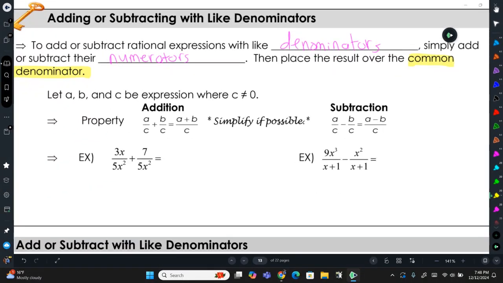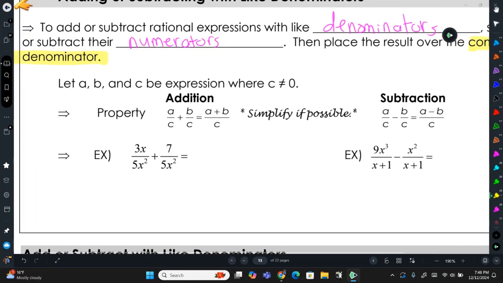For example, if we have 3x over 5x squared plus 7 over 5x squared, the denominators are the same. So we add the numerators, 3x plus 7, over that common denominator. We do not say that's 10x squared, it stays 5x squared. And then we want to check the numerator. Can we factor that? Can we simplify that any further? We can't, so this would be your final answer.